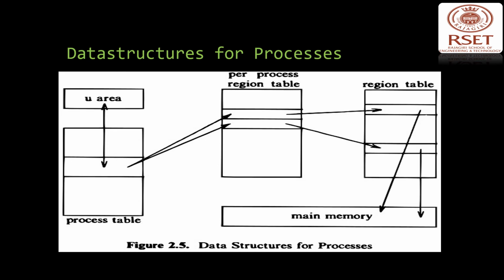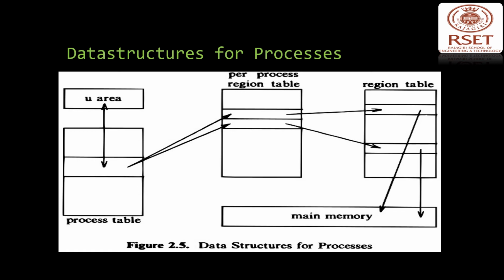Now, this figure depicts data structures for processes. Every process has an entry in the kernel process table. Here you can see a process table where every process has an entry that includes all information of the process. And then every process will also have a per process region table, and then a region table.